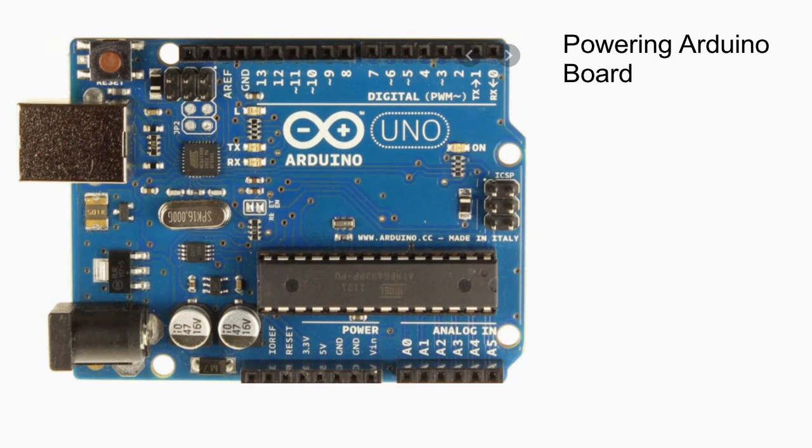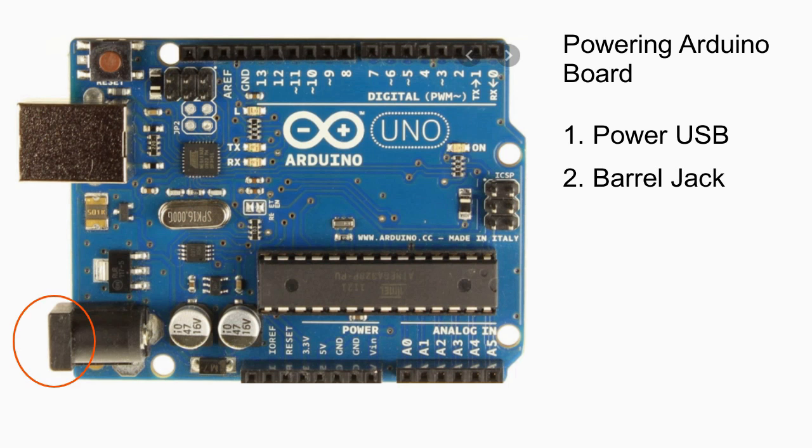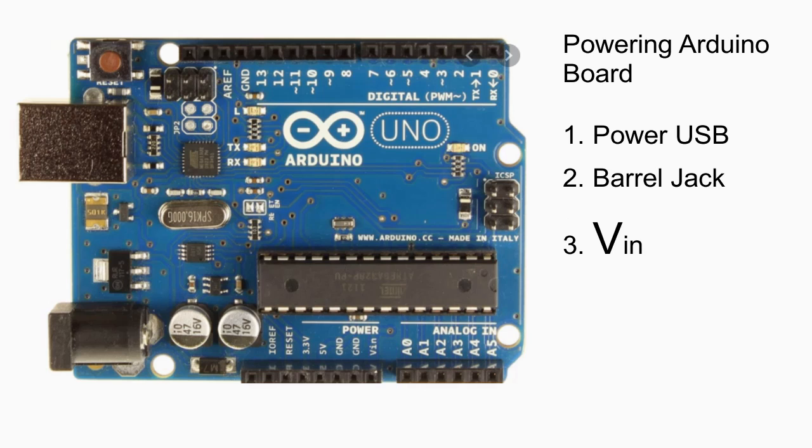Now let us learn how to power the Arduino board. There are 3 ways in which you can power the Arduino board. The first one is using the USB. The Arduino board can be powered using the USB cable from your computer. All you need to do is connect the USB cable to the USB port. Number 2 is barrel jack. Arduino boards can be powered by connecting a DC battery using a battery snap to the barrel jack on the Arduino board. We can also power the Arduino board using pin V-in, which we have already seen.